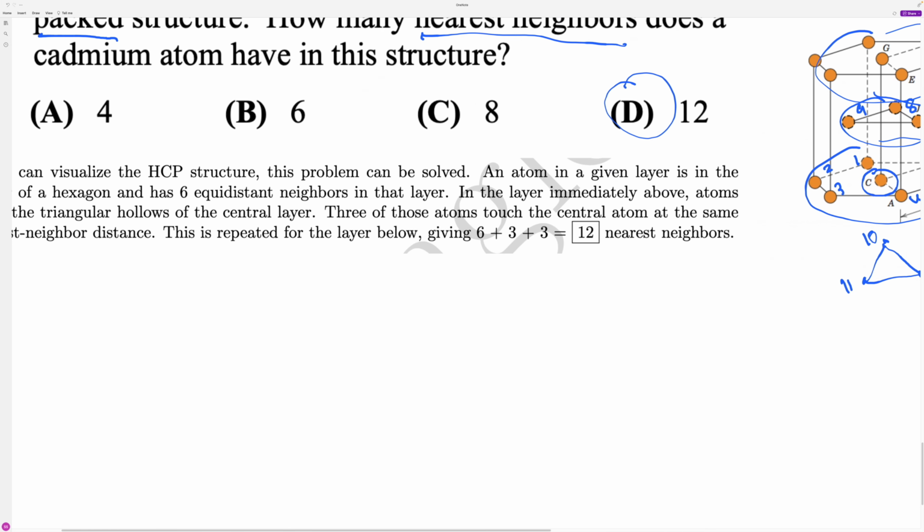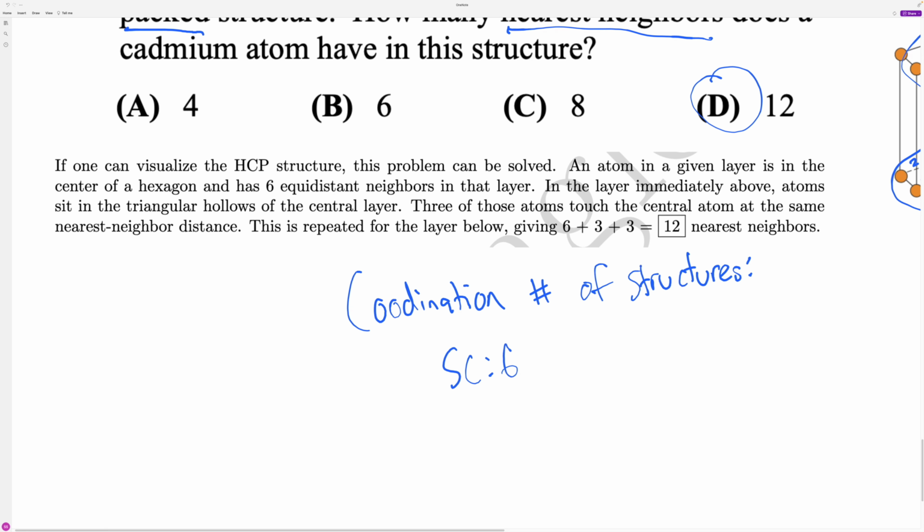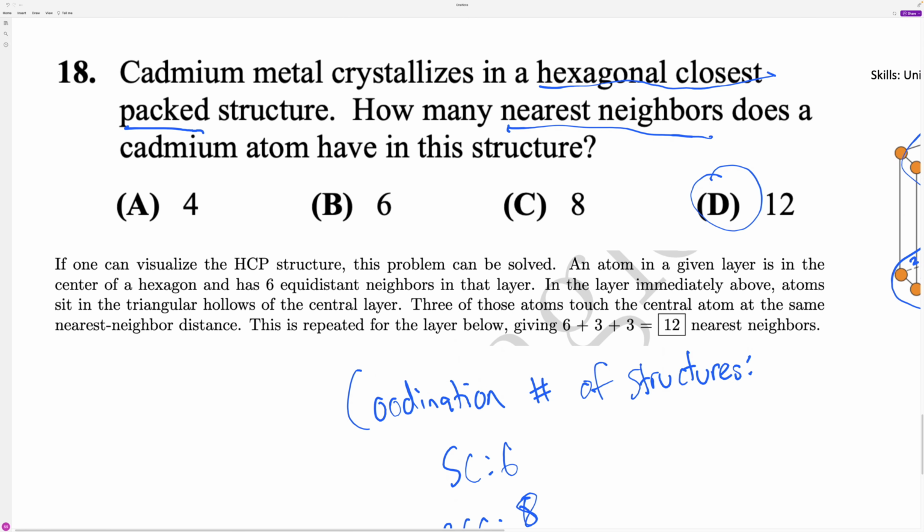And if you do want to memorize this, to answer this question significantly easier, here's the coordination number, which is the number of nearest neighbors of the packing structures. Simple cubic is going to be 6. Body-centered cubic is going to be 8. Face-centered cubic is going to be 12, and so is hexagonal closest packed. You can, of course, just memorize that. That's personally what I did for the test because it makes this like a 5 to 10 second problem. So yeah, that's our answer.